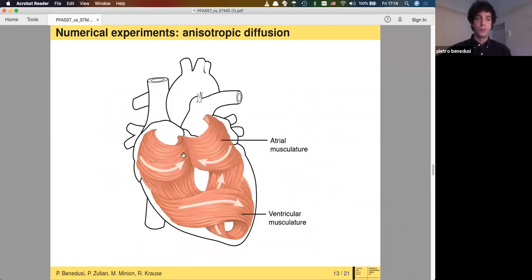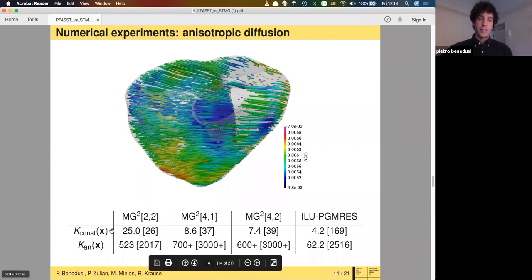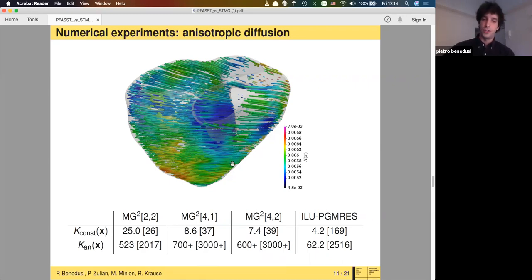And if you want to be more precise, you also have to consider the fiber direction in the heart. So you're not dealing with an isotropic problem, but you have an anisotropy. For example, if we try to incorporate this anisotropy in the diffusion, this is just a picture representing the direction, this is a random anisotropy. Also in this case, we can see that the multigrid, with respect to the case of a constant diffusion, is suffering a lot. Here you can see the number of iterations is very high with respect to, for example, the 39 for the constant diffusion. Here it would be more than 3000 for this anisotropic diffusion. So this is another problem for the real application.